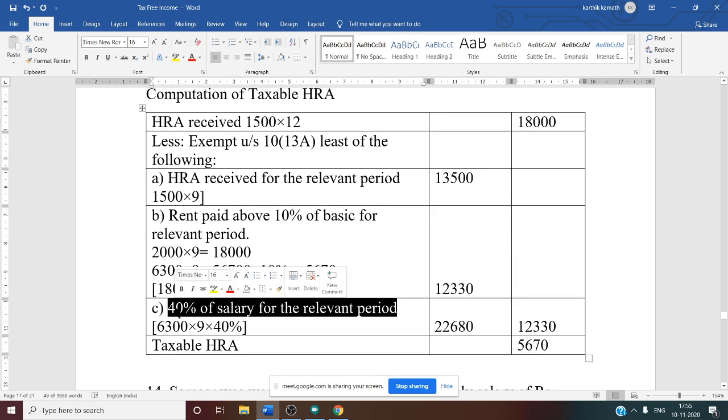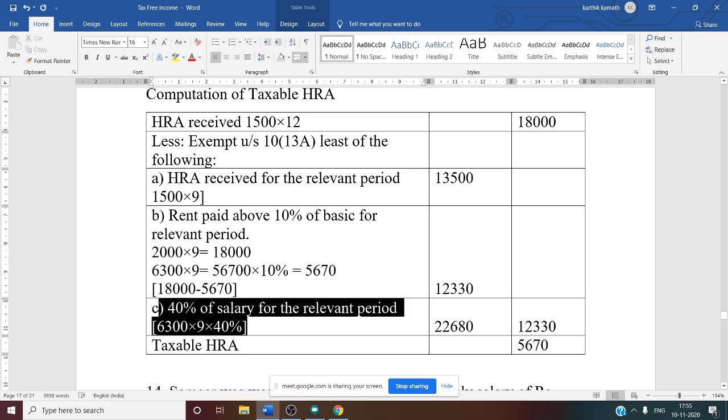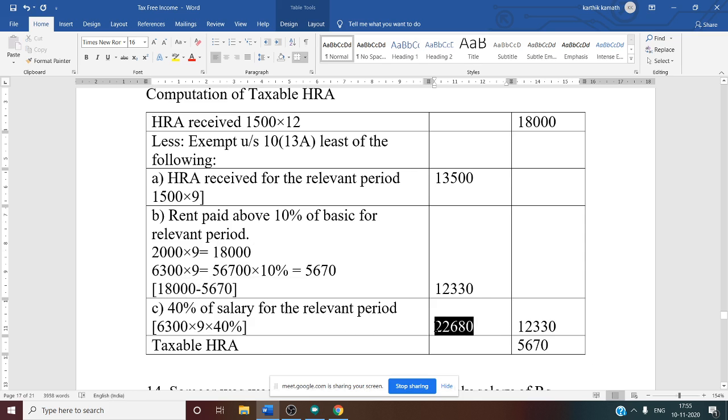So here you have to take 40% of salary for the relevant period, that is 6,300 into 9. Just now we calculated our salary for 9 months, 56,700. On 56,700 take 40%, and you will get the third condition answer: 22,680. Now we got three answers.